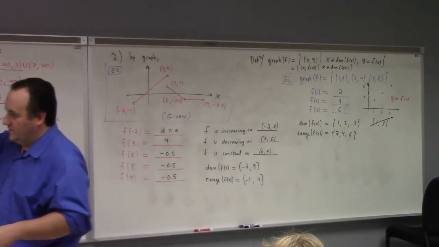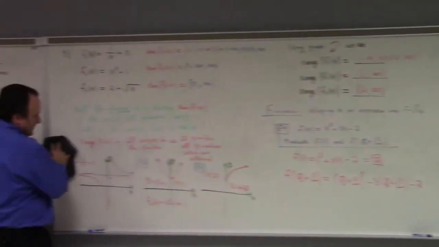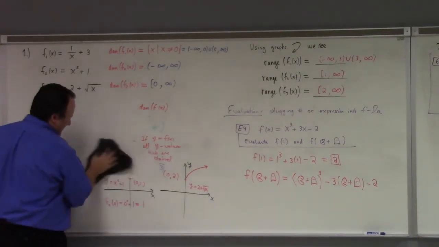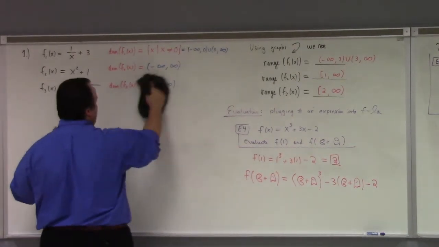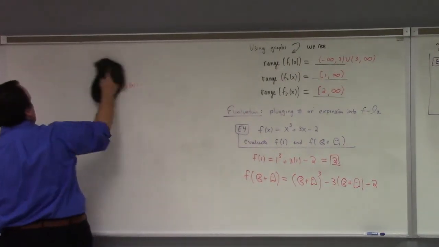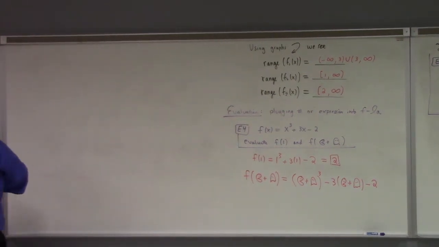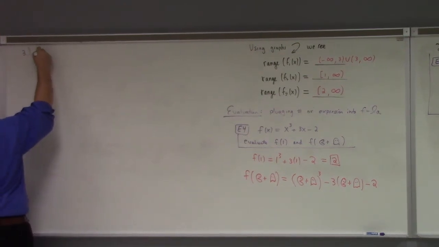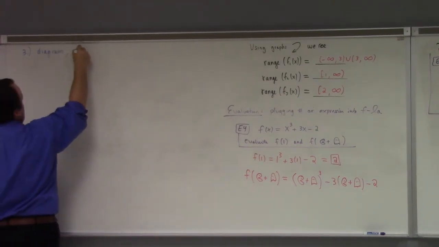So like I said, the other descriptions are by diagram or table. Diagram and table really only work for these kinds of silly examples where you have a finite number of points. So let's see here. Example 6 continued, diagram.